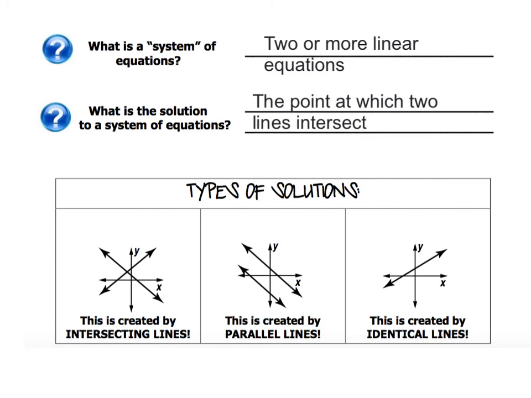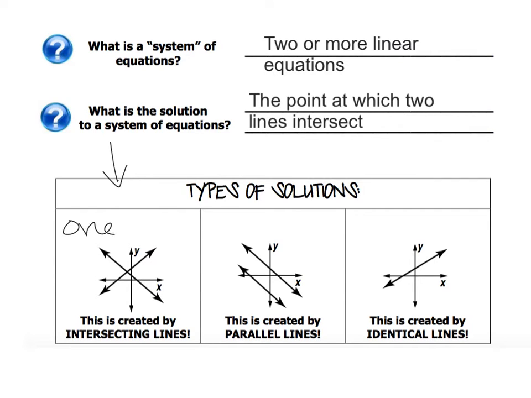What is a solution to a system of equations? The solution is going to be the point at which two lines intersect. So when you look at your graphs, and you guys are going to be graphing a bunch of things today, if you have something like this in the far left of your screen, this is what we call one solution. This is going to have one solution because these two lines hit at exactly one point, and that would be your solution, whatever that ordered pair is.